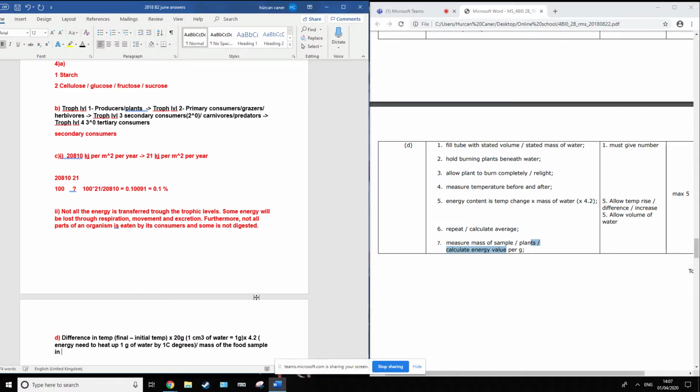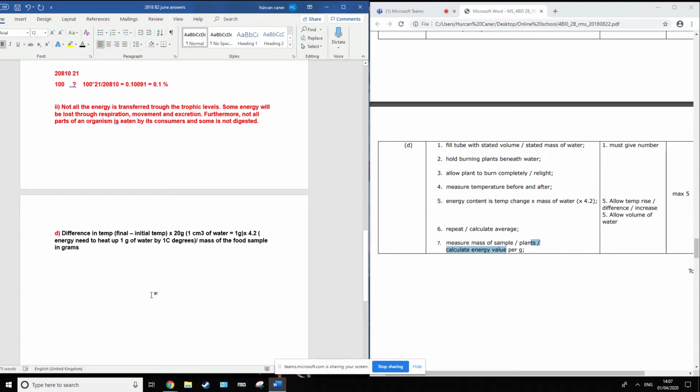How much would it be in that case? In grams, it doesn't matter. It depends on the mass of the food sample, how much it weighs.